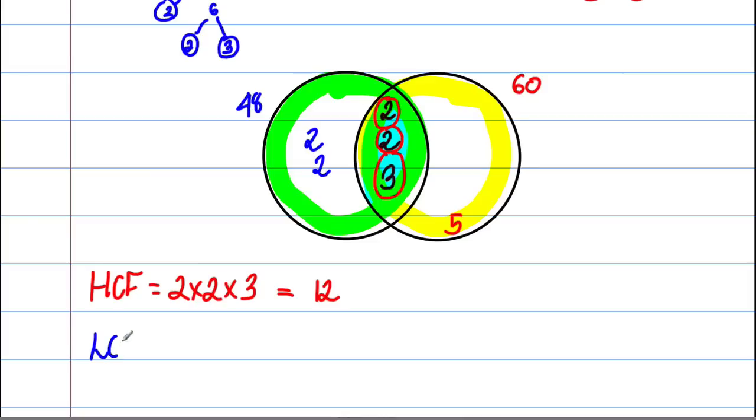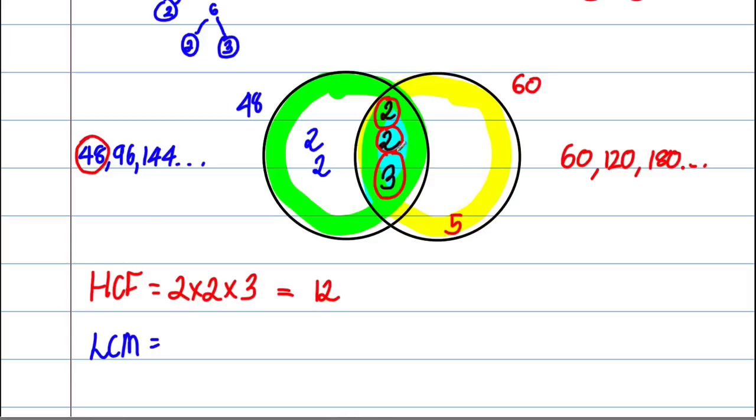Now the lowest common multiple, if you remember, the multiples of 48 are like 48, 96, 144, etc. And the multiples of 60 are 60, 120, 180, etc. The first one is always what's in the number: for 48, the first multiple is 48, and for 60, the first multiple is 60.